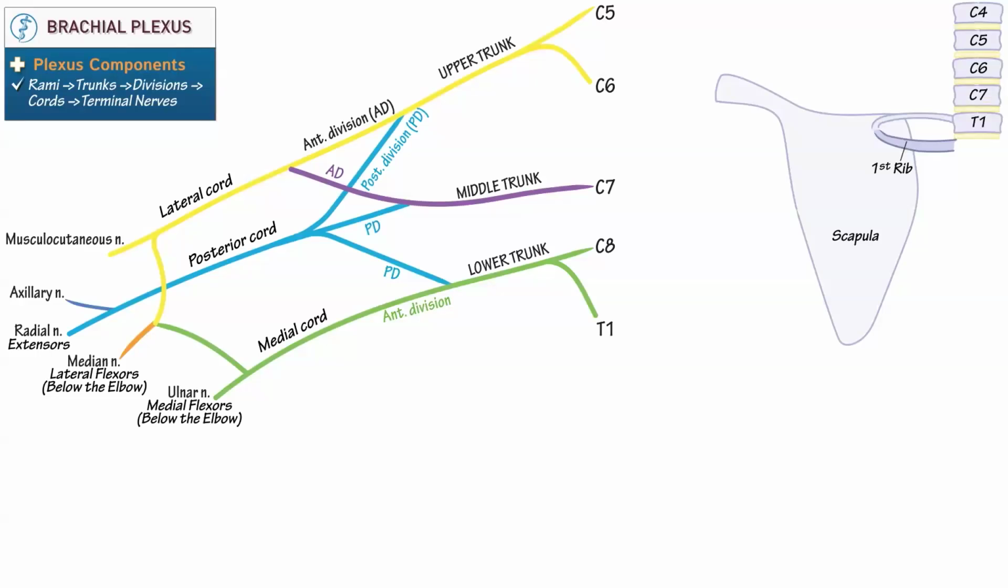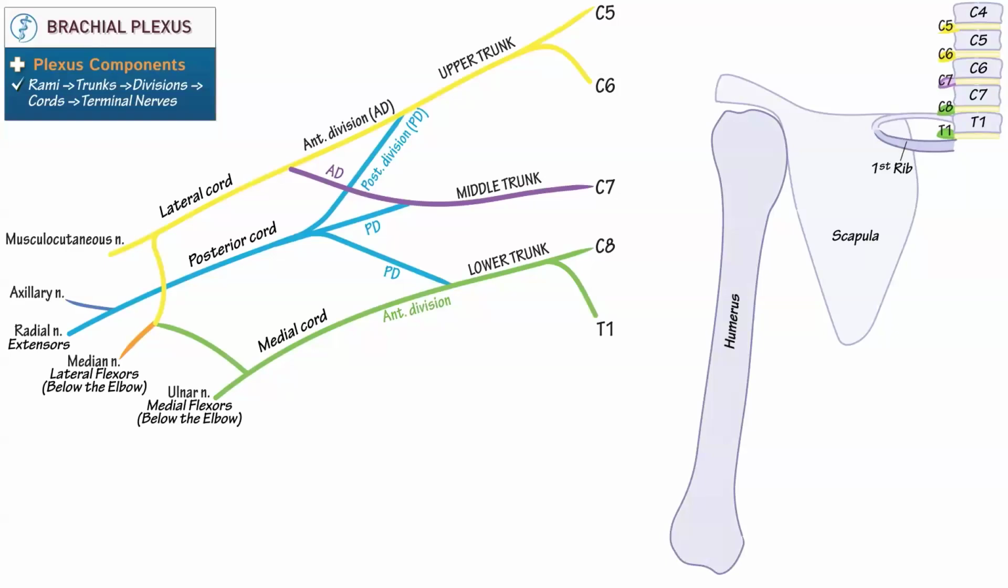Show that the C5, C6, and C7 nerve roots lie above their corresponding vertebrae. And then because there isn't a C8 vertebra, that nerve root lies above T1, so the T1 nerve root has to lie below its vertebra. Next, draw the humerus laterally, the clavicle superiorly. We cut away the medial portion of the clavicle so we can see the plexus below it.